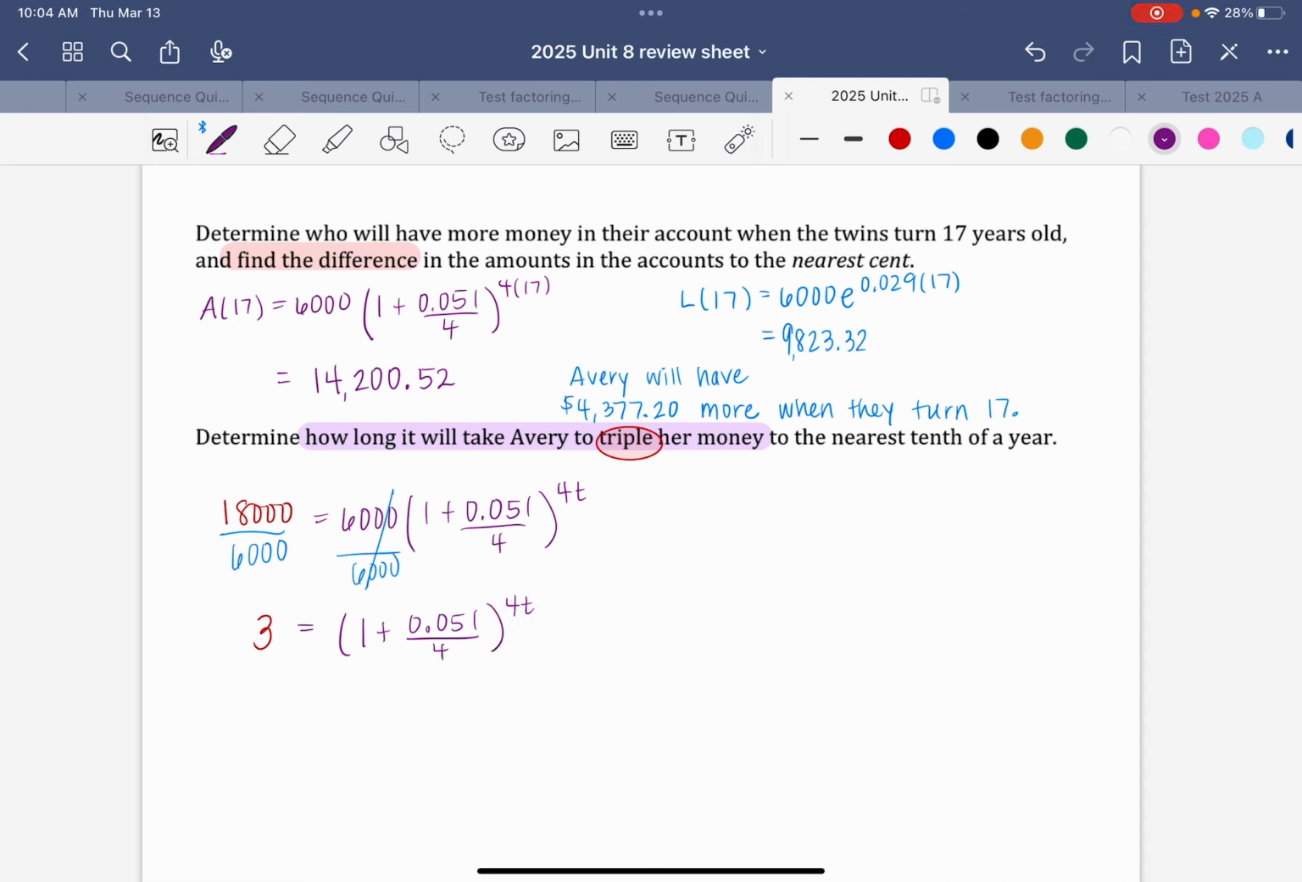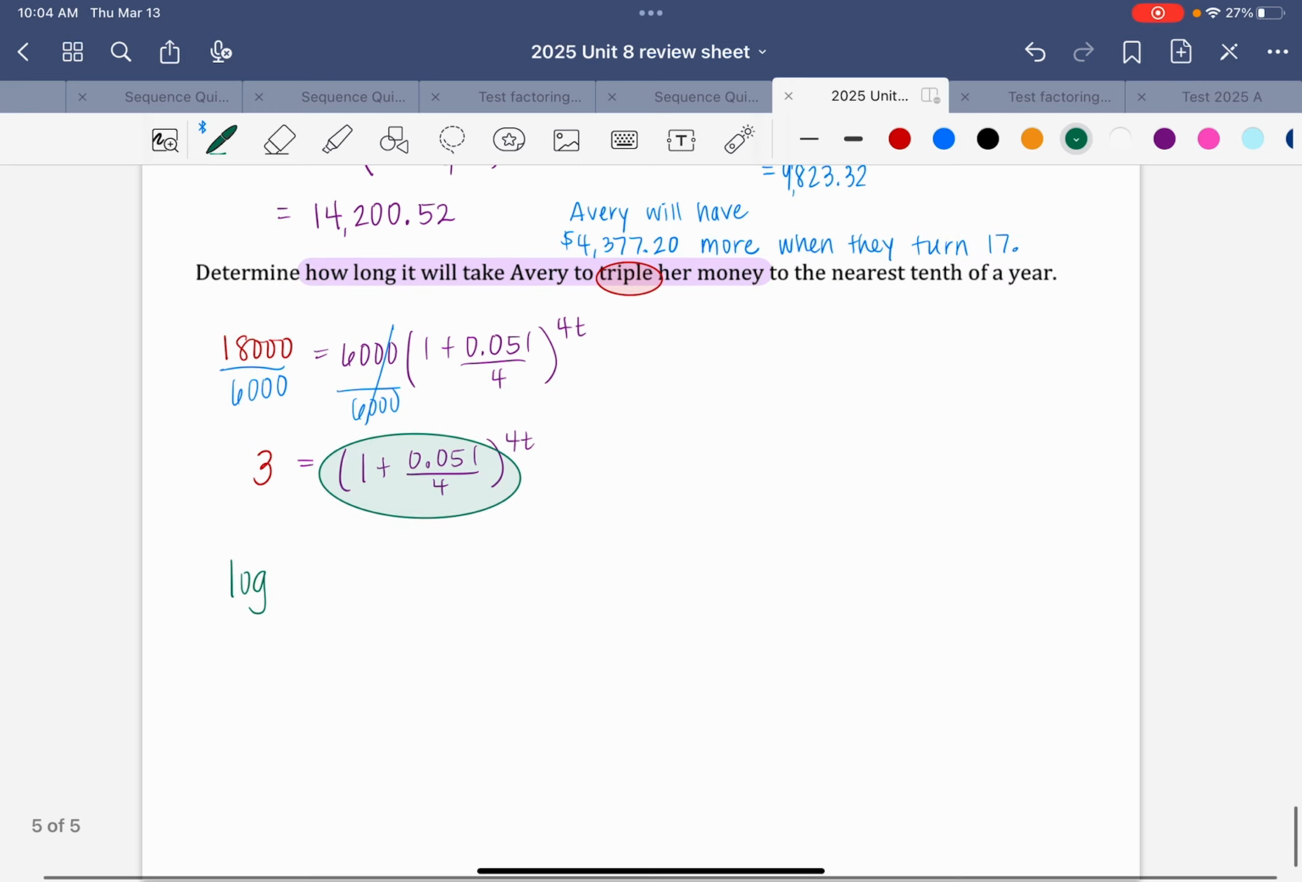So now that we have some base raised to some power, we can convert it over to logs. So I'm going to circle the base, and the base is this whole big mess right there. Okay, so it's going to be log base 1 plus 0.051 over 4. Now what are we taking the log of? Remember, you always have to travel around the equal sign. So we're taking the log of 3, and that should equal the exponent, which is the 4t.